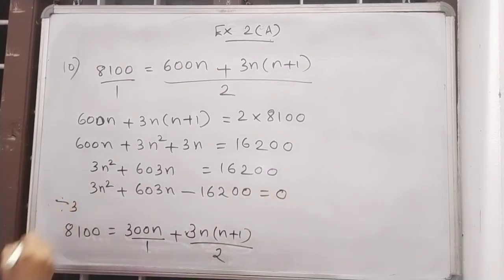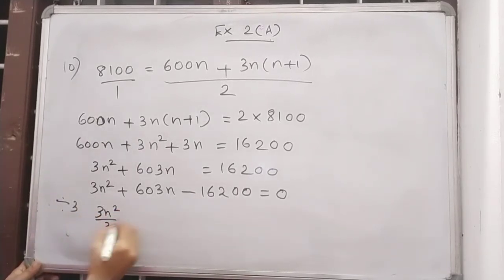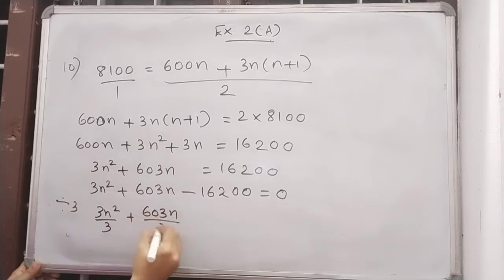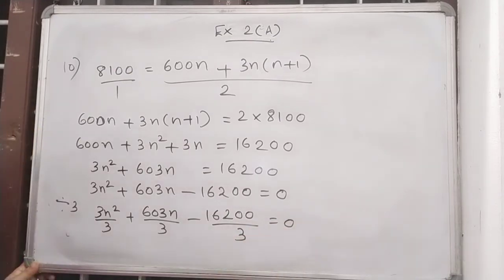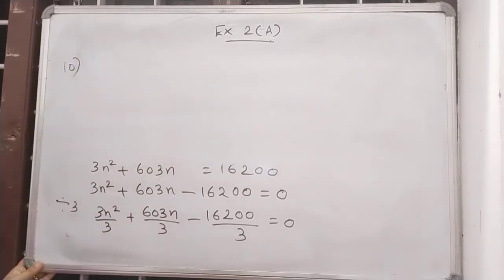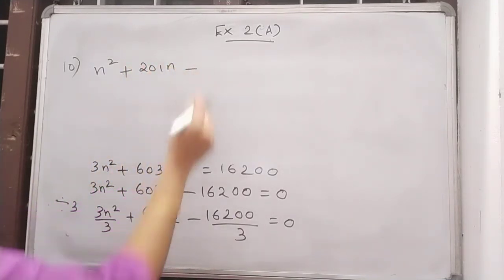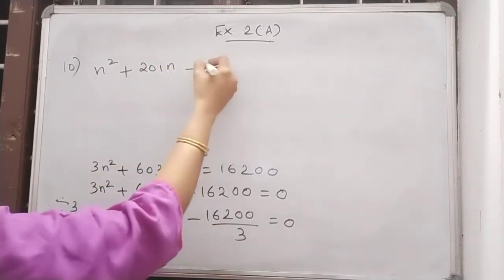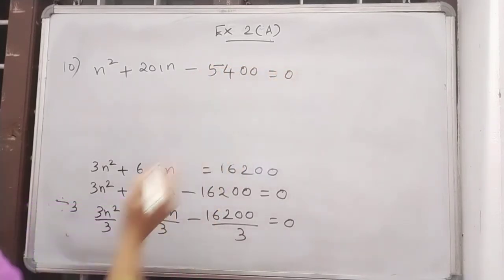Dividing through by 3. So if we divide by 3, 3N square by 3 plus 603N by 3 minus 16,200 by 3 is equal to 0. So N square plus 201N minus, if we cancel, we will get 5400 is equal to 0.